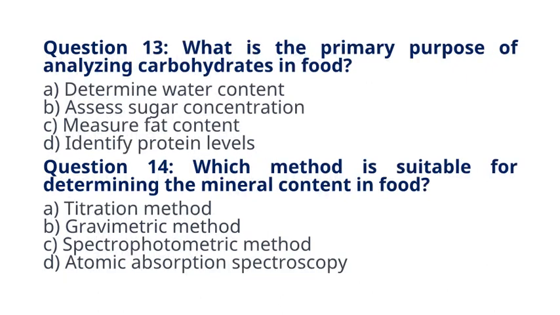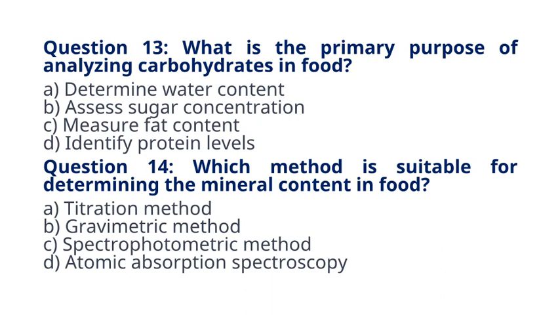Question 13. What is the primary purpose of analyzing carbohydrates in food? A. Determine water content. B. Assess sugar concentration. C. Measure fat content. D. Identify protein levels. The correct answer to question 13 is option B. Assess sugar concentration. Explanation: carbohydrate analysis helps determine the sugar concentration in food samples.